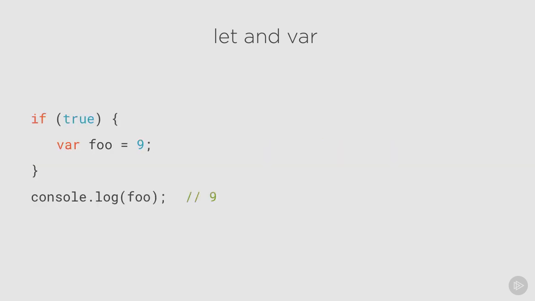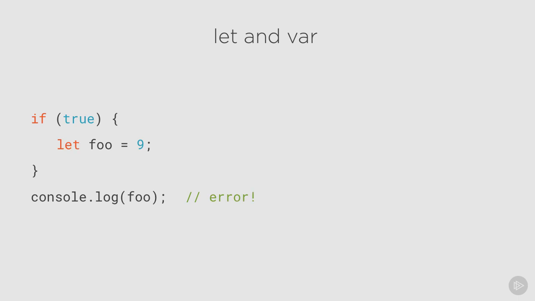Another difference between let and var has to do with scope. Here we have a code block for our if statement. The code block is between the curly braces. We're declaring a variable called foo, initializing it to 9, but then outside of that block, we reference foo, and that's fine. We get the value 9, but let works differently.